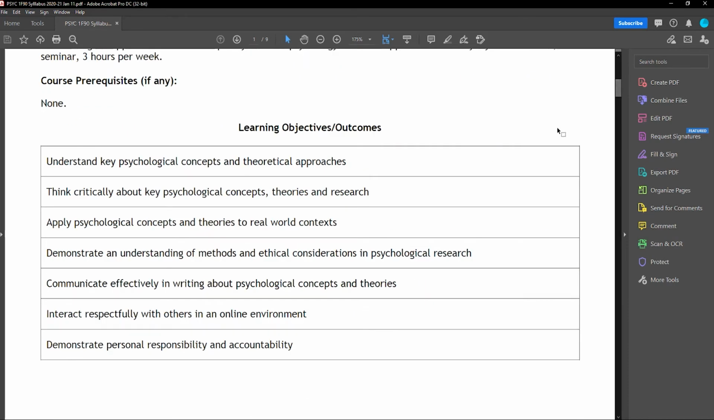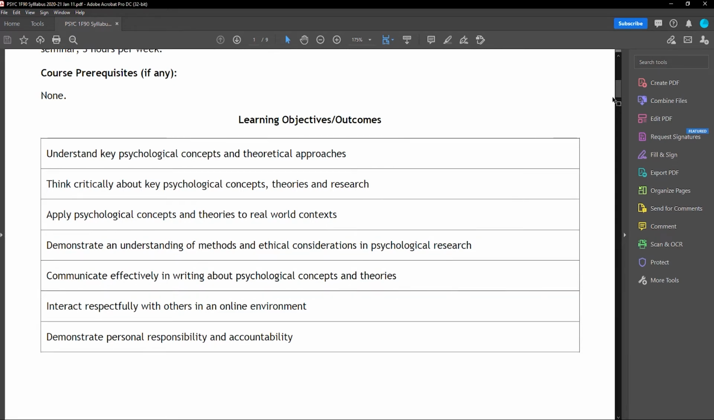And then finally, we have learning objectives and outcomes, which are basically goals you should be able to achieve by the time the course ends. So for example, by the end of Psych 1F90, you should be able to understand key psychological concepts and theoretical approaches.